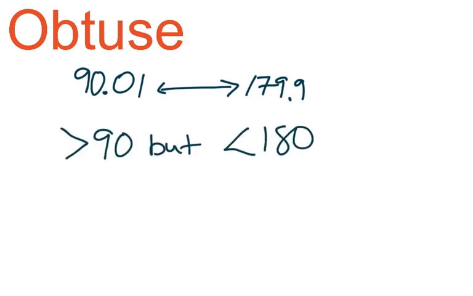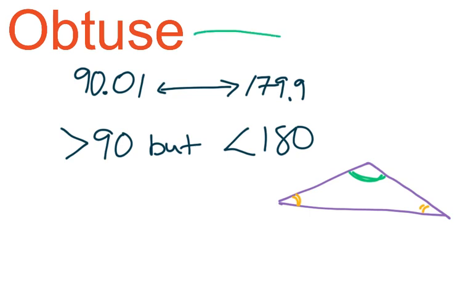Here's an example of an obtuse triangle. So this angle here is my obtuse angle. It's bigger than 90 degrees. I do still have two acute angles here, but this one green obtuse angle means we're going to call the whole triangle obtuse.